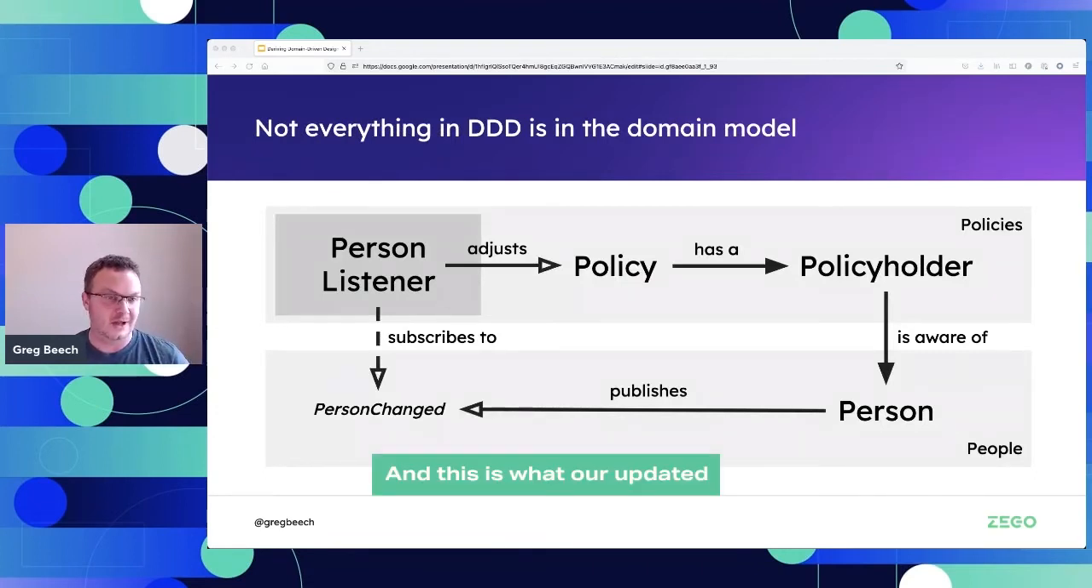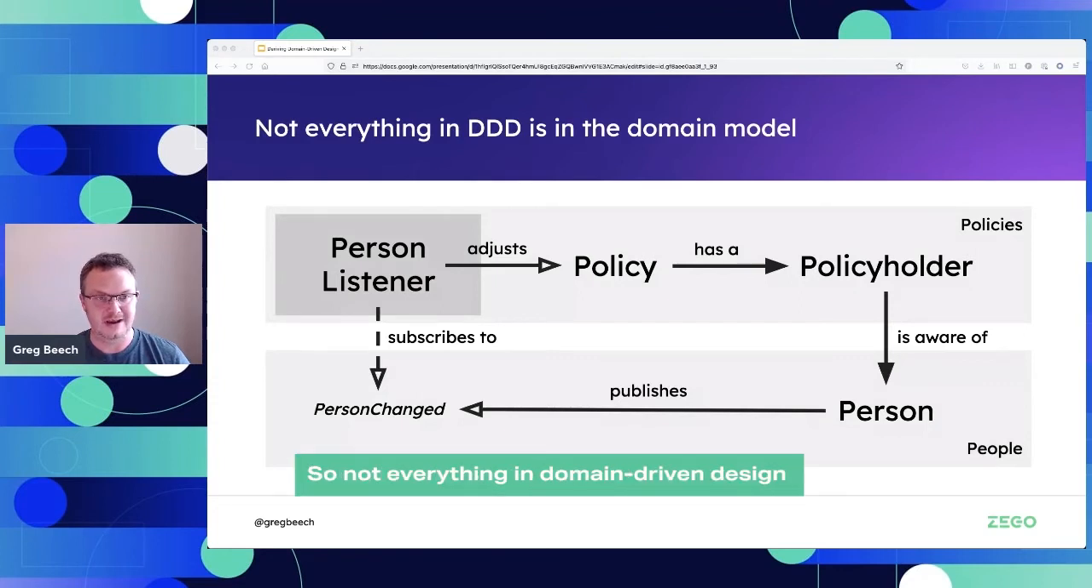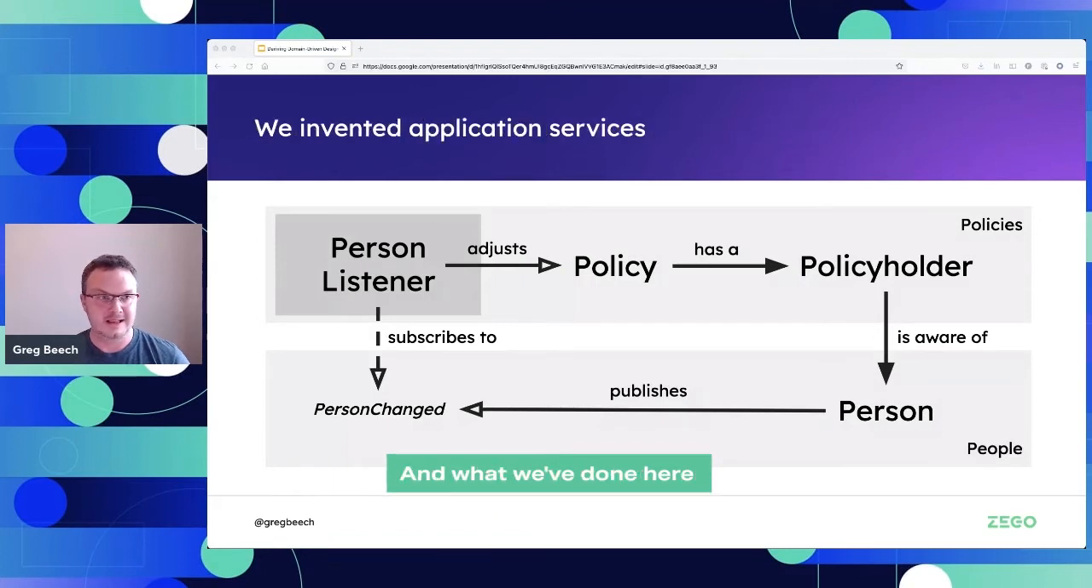And this is what our updated relationship diagram looks like. So not everything in domain-driven design is about the domain model. We've got these things that take multiple domain models which work in isolation, but then they make the whole insurance application work by linking them together. And so what we've done here is we've invented application services.